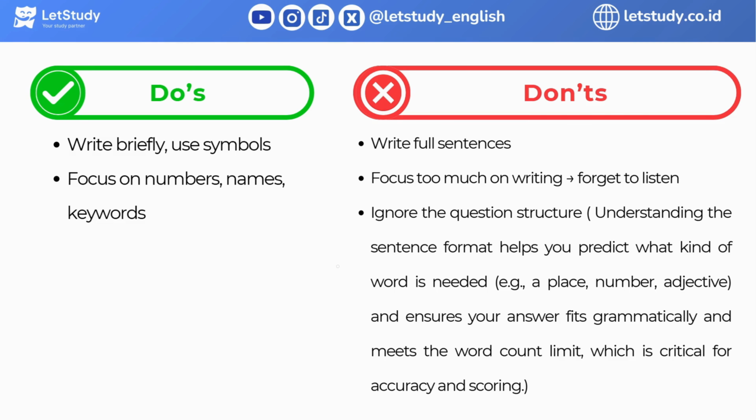And also, don't ignore the question structure. Understanding the sentence format helps you predict what kind of word is needed. For example, a place, number, or adjective, and ensure your answer fits grammatically and meets the word count limit, which is critical for accuracy and scoring.